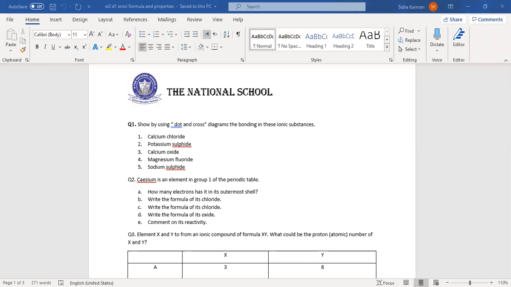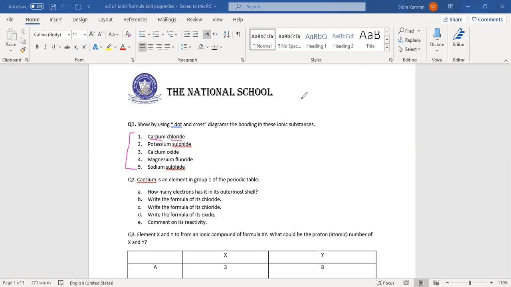Now sharing with you another worksheet on ionic compounds and their properties. Question number 1 is: show by using dot and cross diagrams the bonding in these ionic compounds. These are the ionic compounds and you have to show the dot and cross structure in their bonding. So in a dot and cross structure you have to show the electrons of one atom with the dots and the electrons of another atom with the crosses.